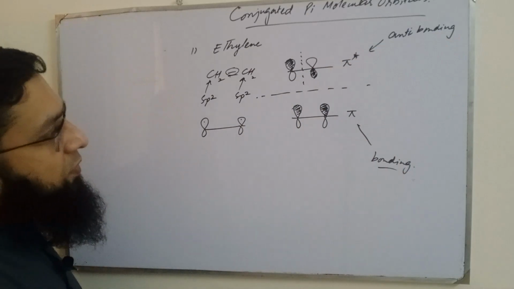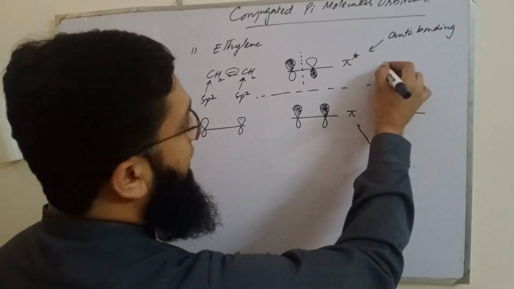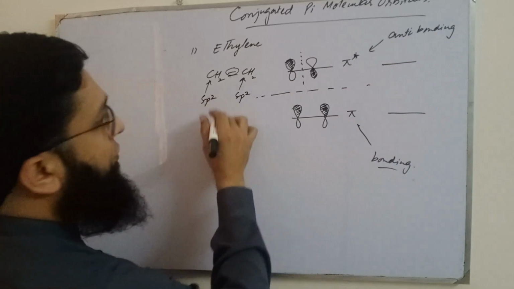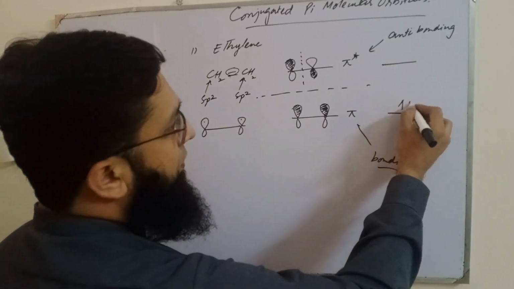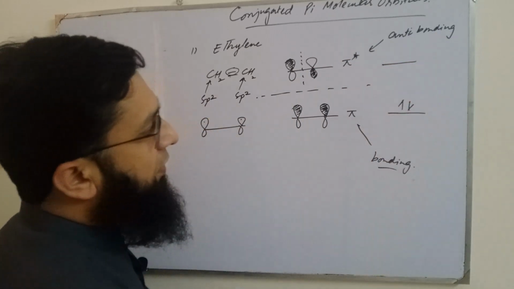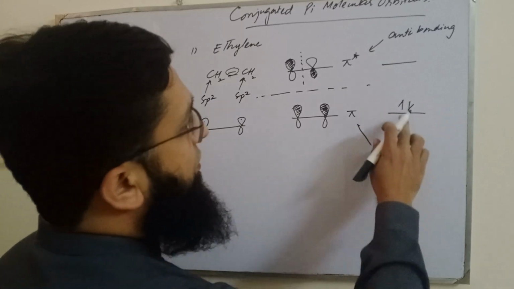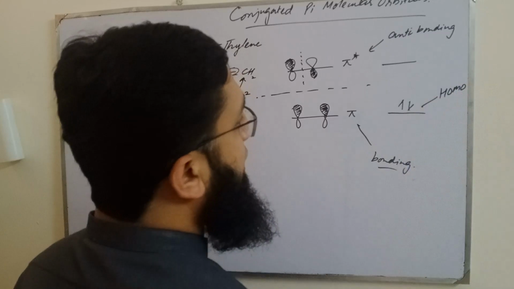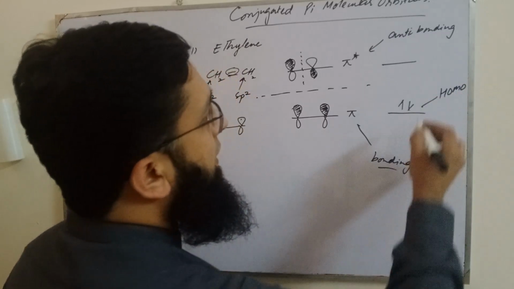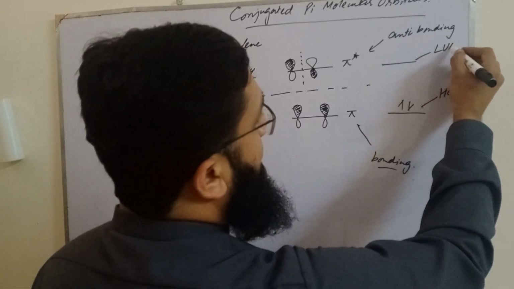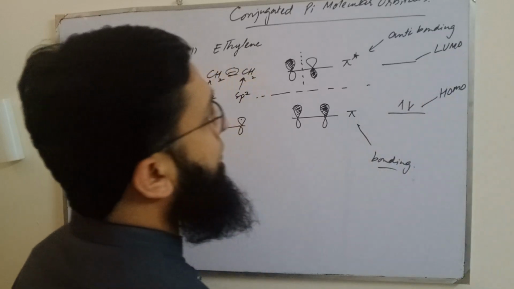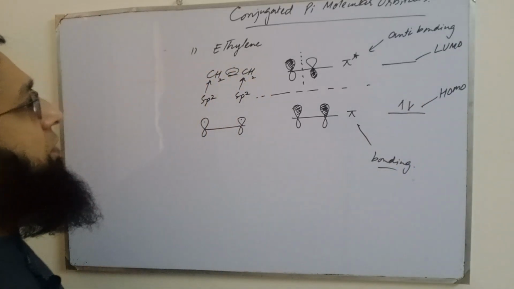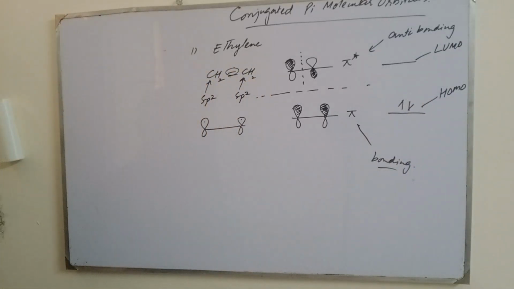And now we see the electron diagram. We have 2 electrons, so according to Hund's rule, these 2 electrons would have opposite spin and would stay here. So this is the HOMO, the highest occupied molecular orbital, and this would be the LUMO, the lowest unoccupied molecular orbital. So this is the molecular orbital diagram for ethylene. Now we see another example.